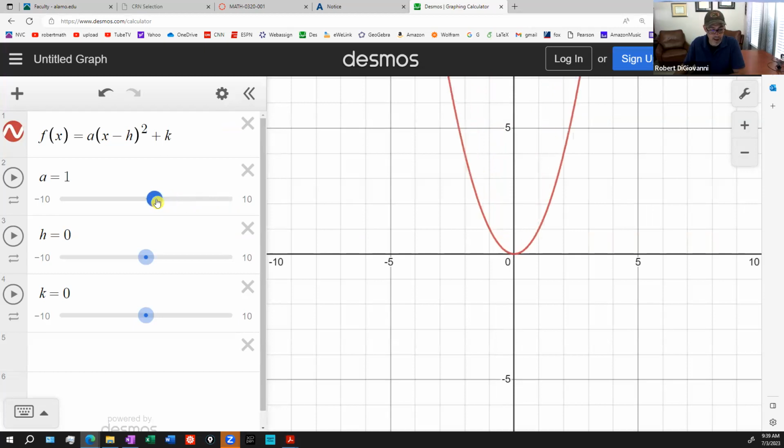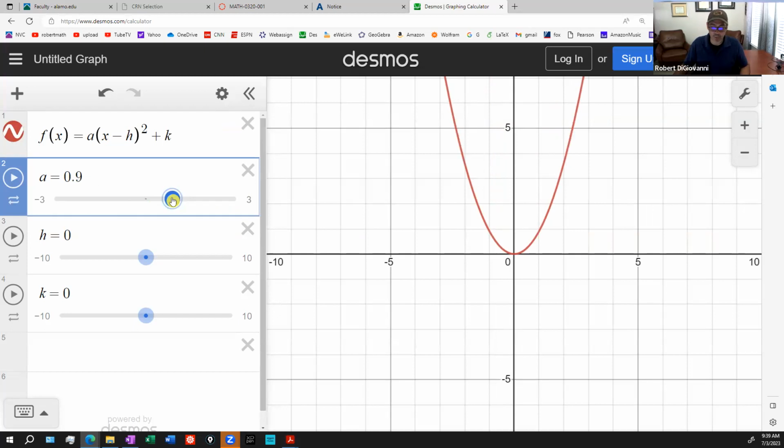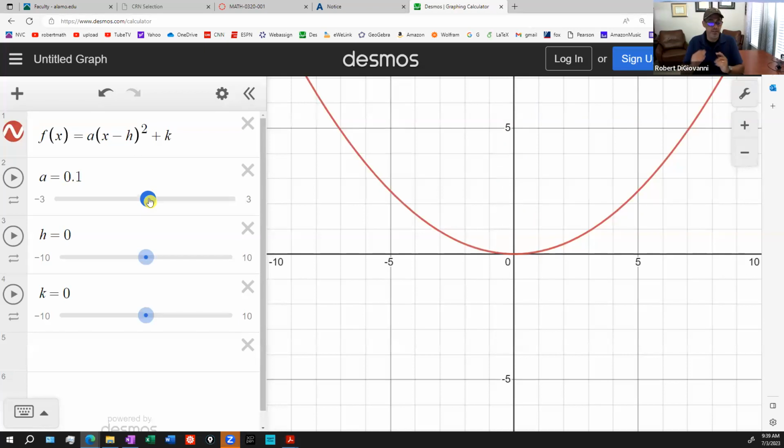Let me go back to 1 and see what happens if I let a be a fraction. What if I make a a fraction, like 0.9, 0.8, 0.7, 0.5, 0.4. Do you see that it's widening out, right? So if that a in front gets bigger, the parabola gets narrow. If that a gets small, then it gets widened out.